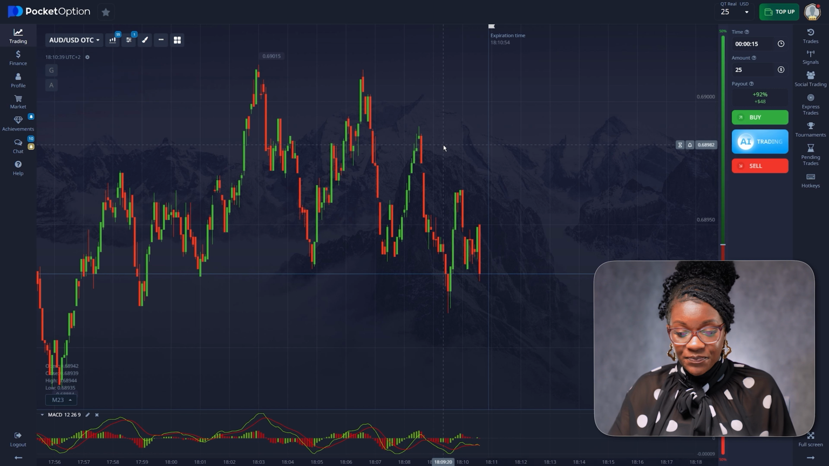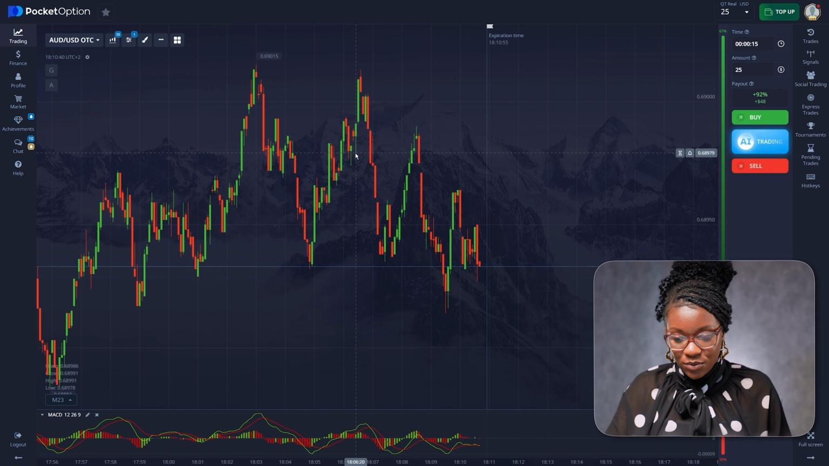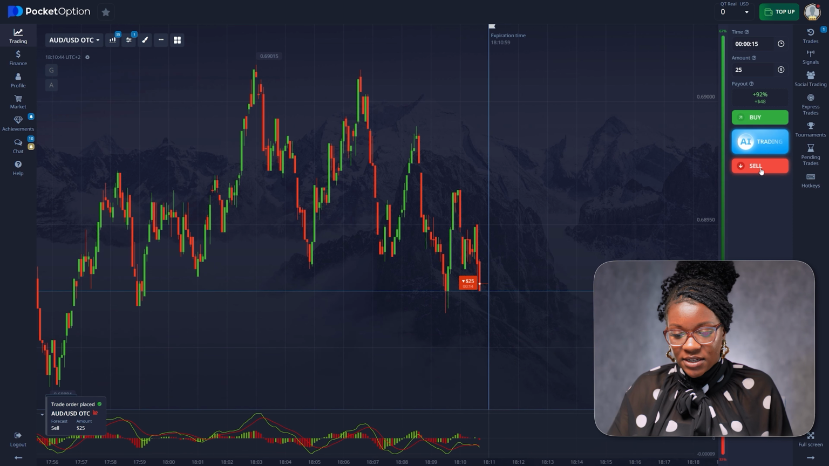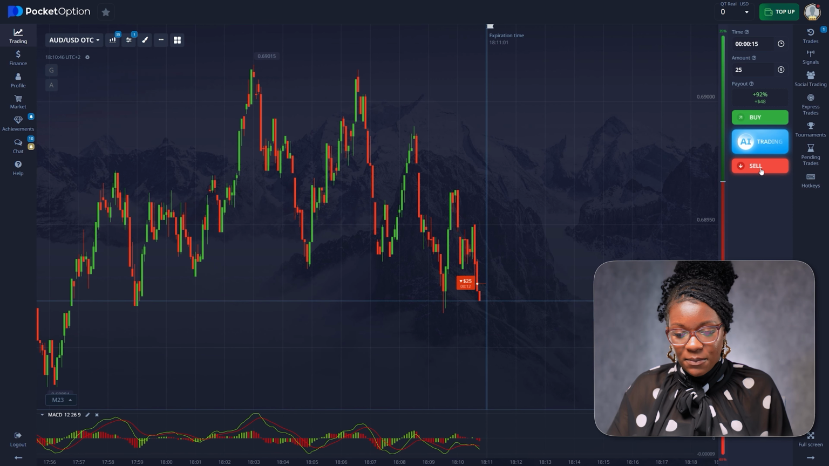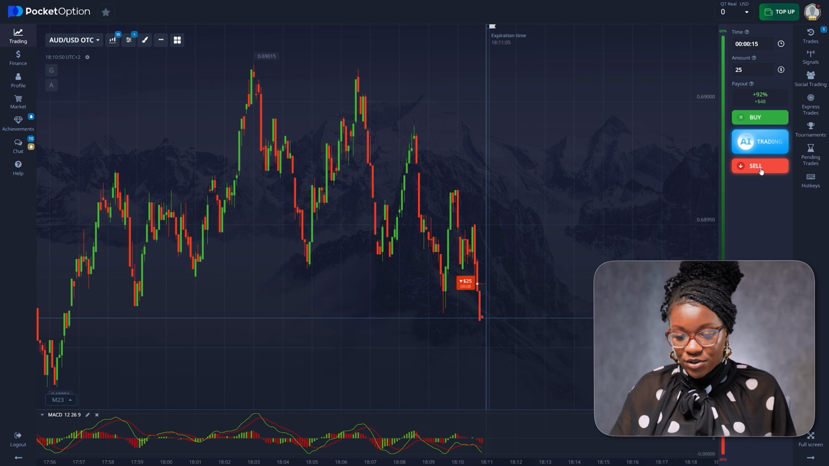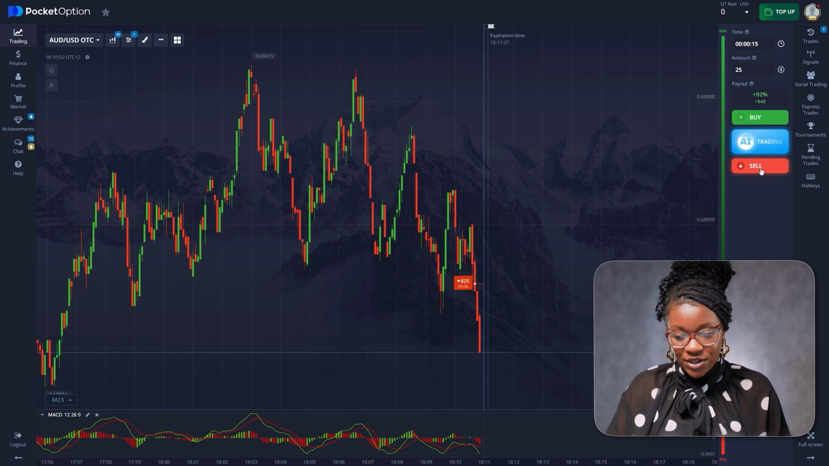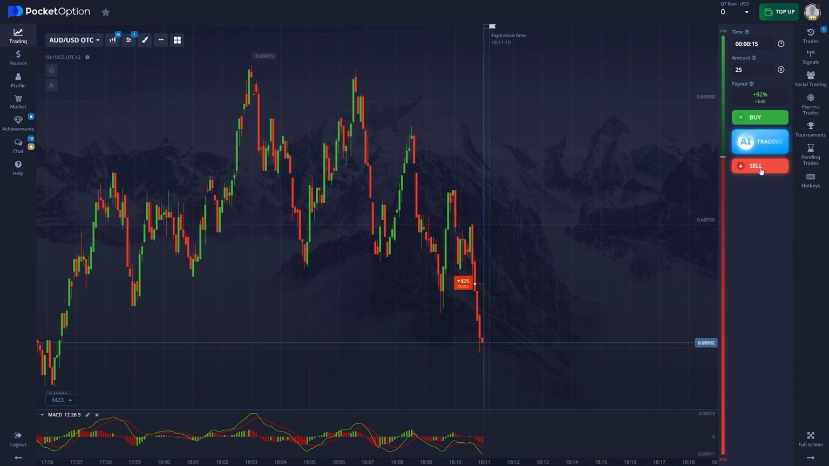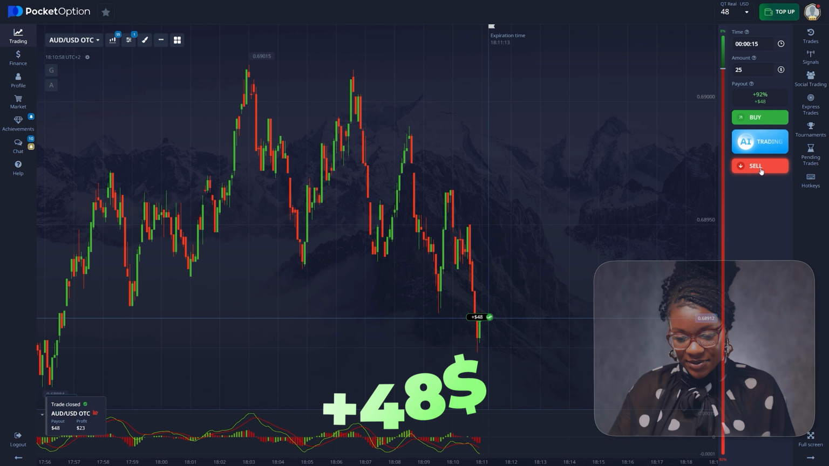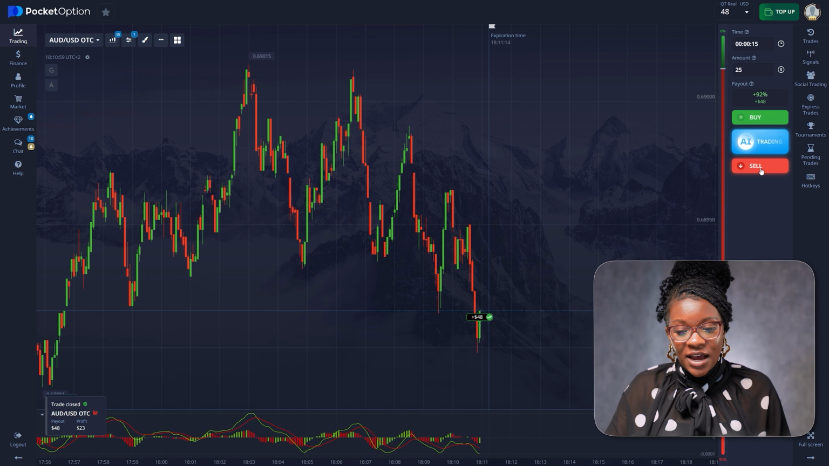Let's get started. In this situation, we see a downward movement of prices. At the same time, the indicator is in the negative zone, but is actually relatively neutral. I open a trade down and wait for the expiration time. Great, the deal closed in my favor. I can't help but feel good about it.